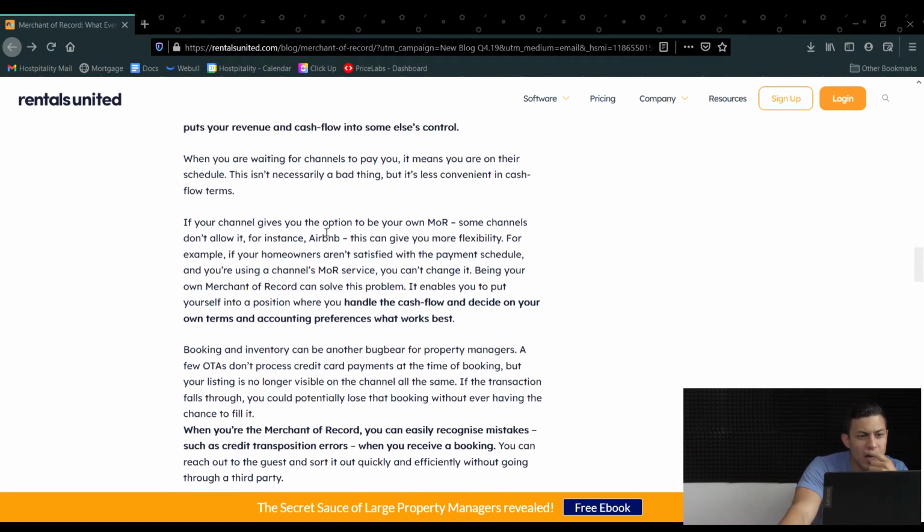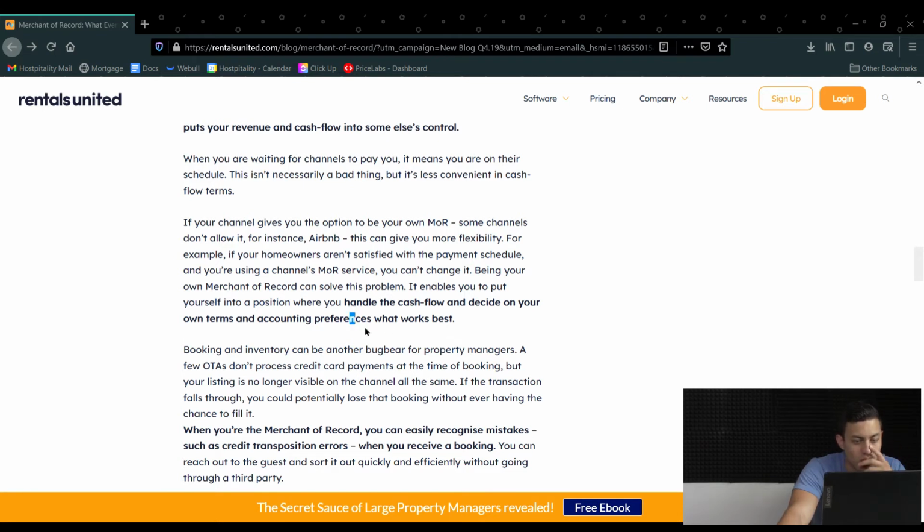One of the paragraphs that was really interesting here was: if your channel gives you the option to be your own MOR, some channels don't allow it, for instance Airbnb, this can give you more flexibility. For example, if your homeowners aren't satisfied with the payment schedule and you're using the channel manager's MOR service, but you can't change it, being your own merchant of record can solve this problem and enables you to put yourself in a position where you can handle the cash flow and decide your own terms and accounting preferences, what works best.